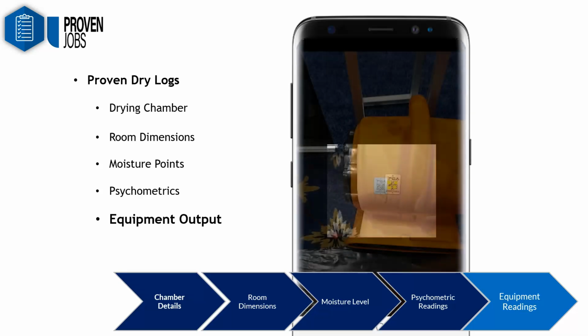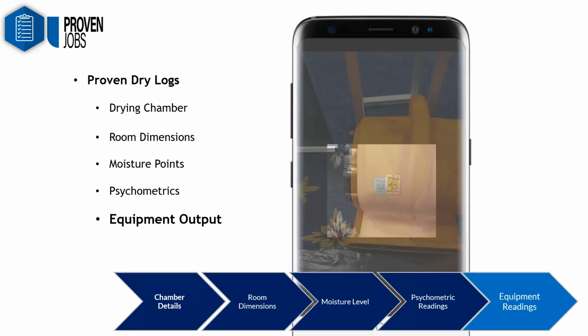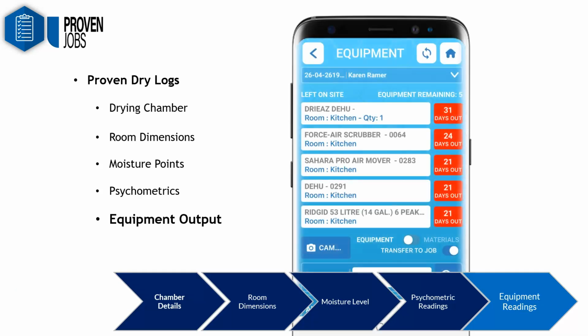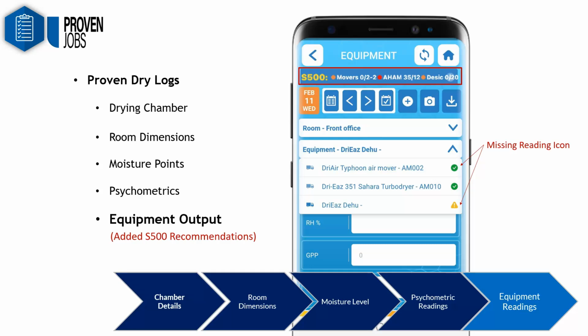Once that equipment is scanned to the job site location, you will notice it residing in the upper section of our screen, indicating how much equipment is on site and how long that equipment has been at the job site. When equipment is associated to the job, it will display a green check mark, indicating that I have in fact achieved and entered all my readings. Yellow means I am simply missing readings on that dehumidifier.